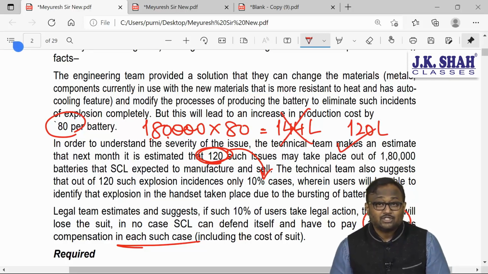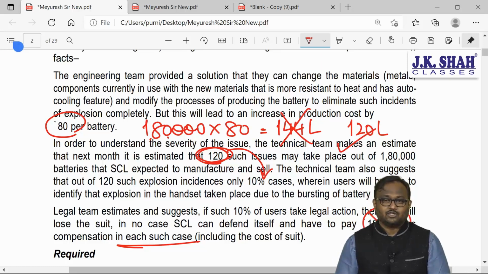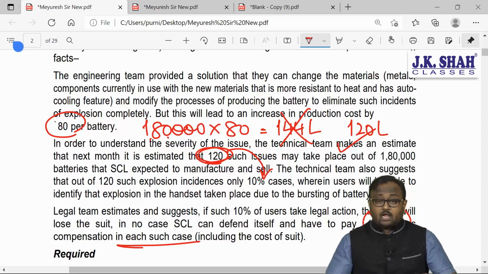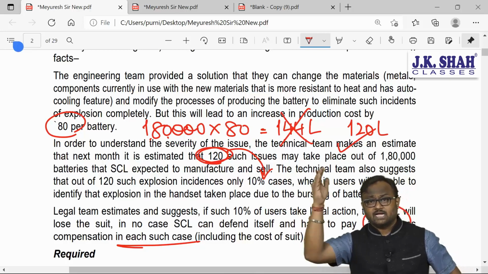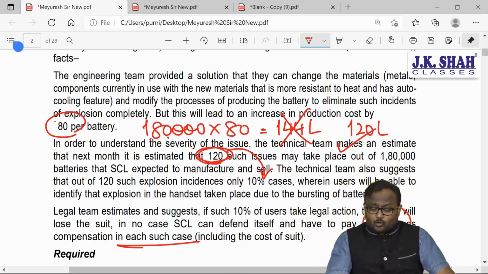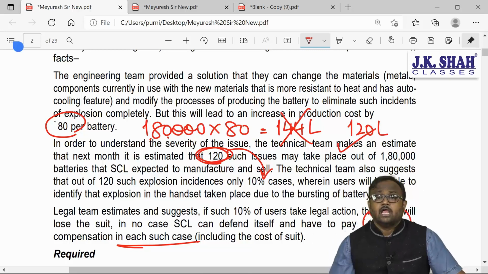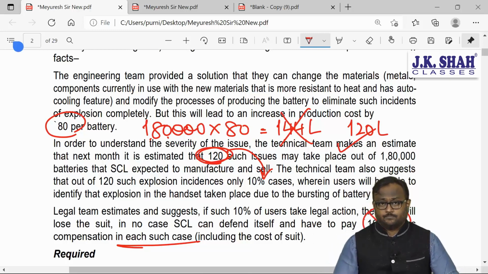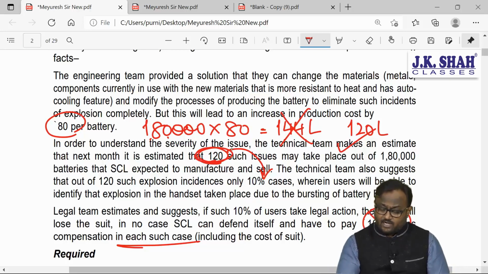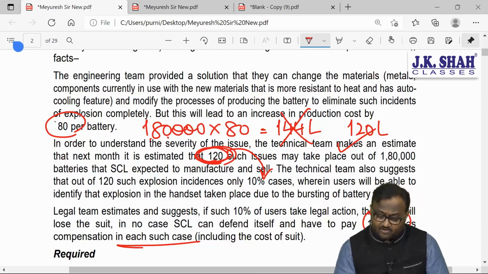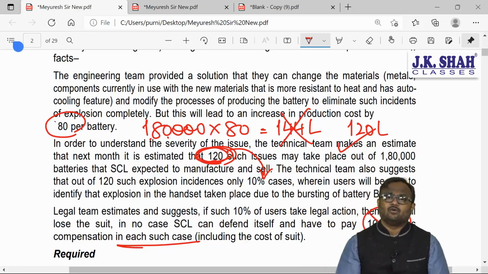This is completely on financial decision making, financial consideration, financial basis, not on the basis of non-financial measures. I hope you people understood this. In order to avoid those cases, I will have to restructure those batteries at an additional cost of 80. So 1,80,000 batteries multiplied by 80, 144 lakhs I will have to spend to avoid those problems. And if I don't incur 144 lakhs, I'll have to incur 120 lakhs. Out of 120 batteries, if 10% file suit against me, 12 people will file suit, 10 lakhs multiplied by 12, 120 lakhs will be my cost.